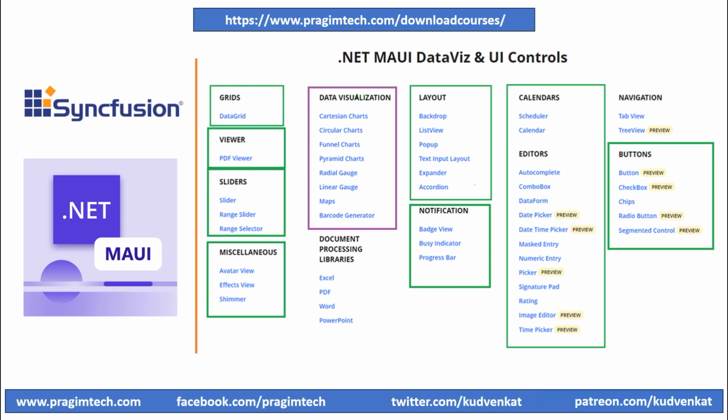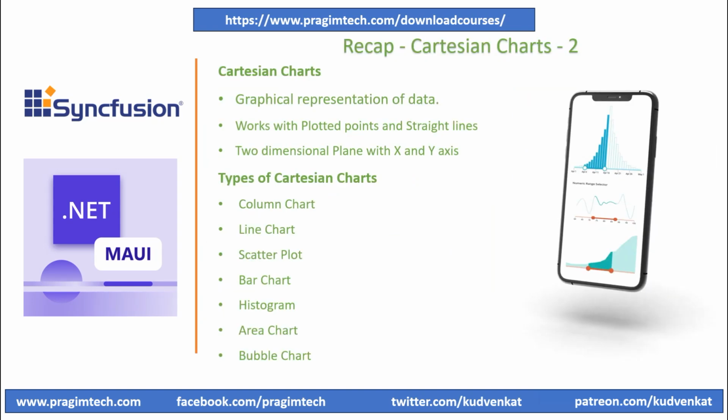In the previous session, we learned about the data visualization controls available in Syncfusion MAUI controls. We discussed the Cartesian chart control and explored different types of Cartesian charts such as column, multi-column, bar, spline and bubble charts. Please refer to the previous session before proceeding.